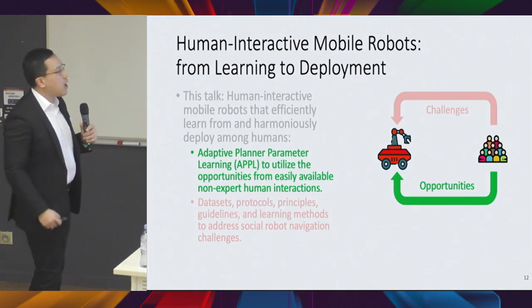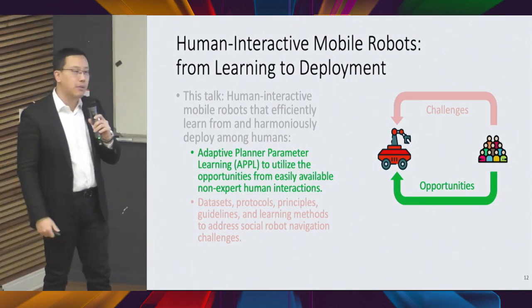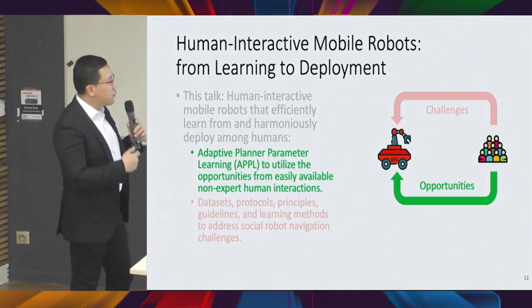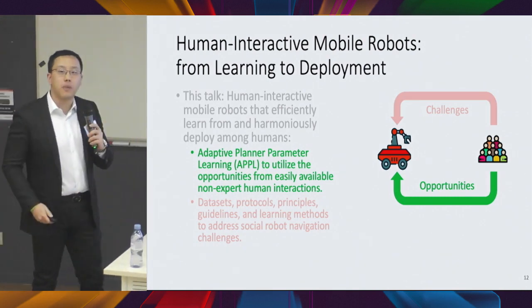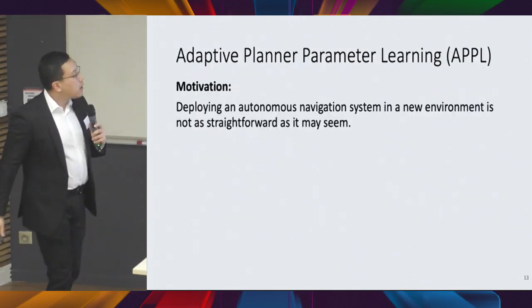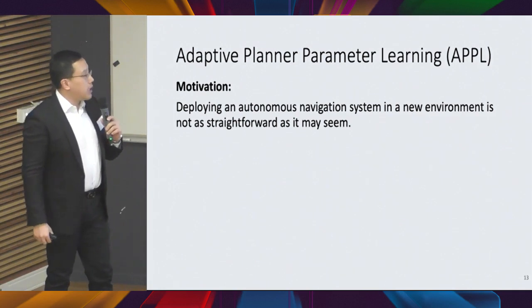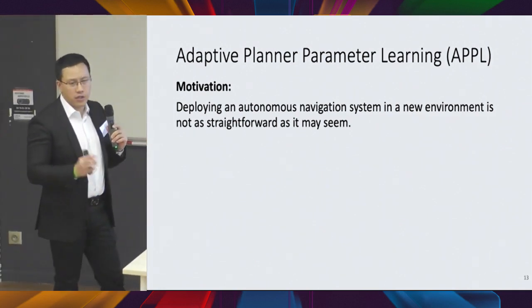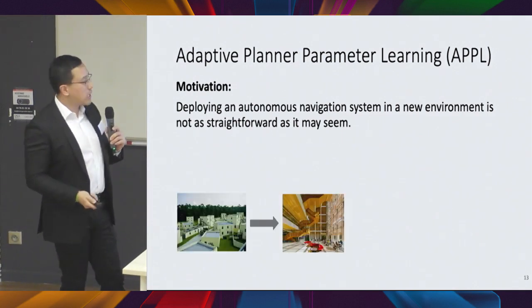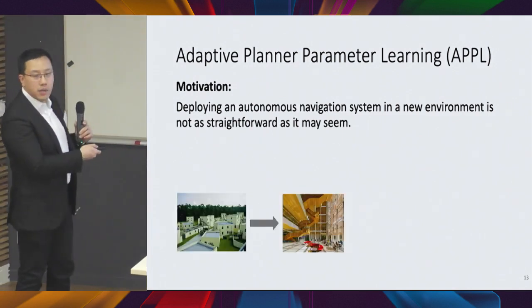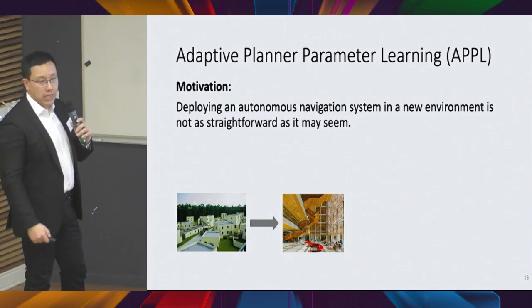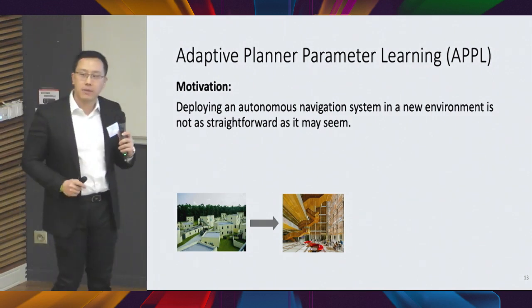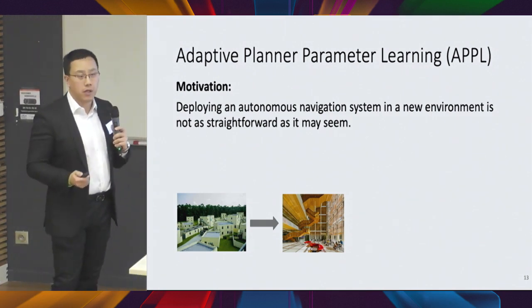So let's first talk about this new paradigm called adaptive planner parameter learning, or APPLE, to utilize the easily available human interactions in the wild. The motivation of APPLE is, if you want to deploy a navigation system in a new environment, it's not as straightforward as it may seem. For example, you have just deployed your robots in this outdoor environment. The next deployment is in this indoor scene. Directly deploying exactly the same navigation system won't always work out, right?